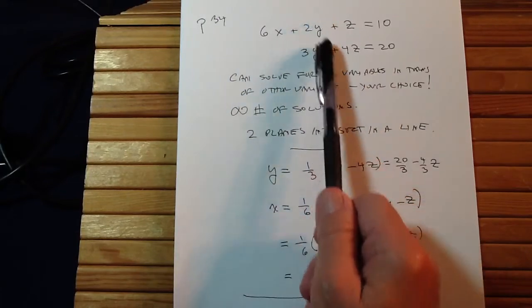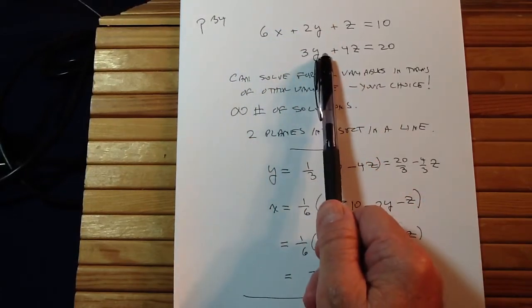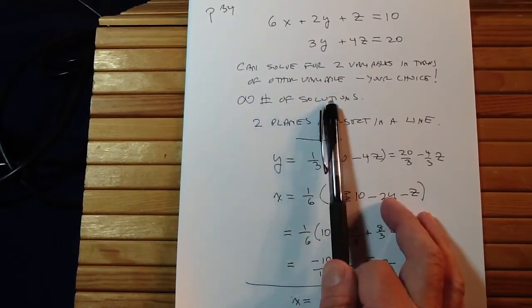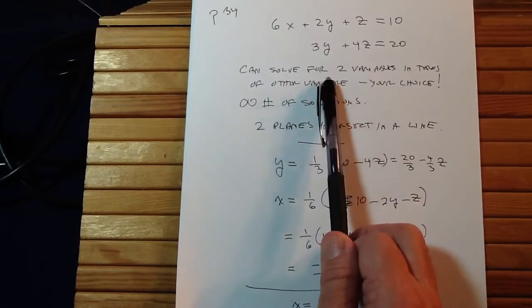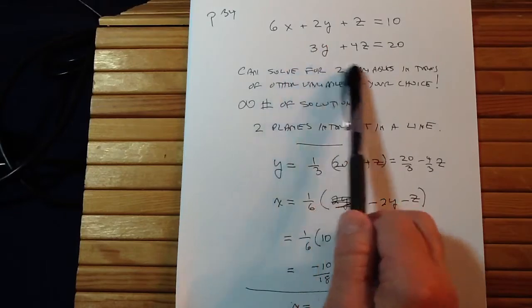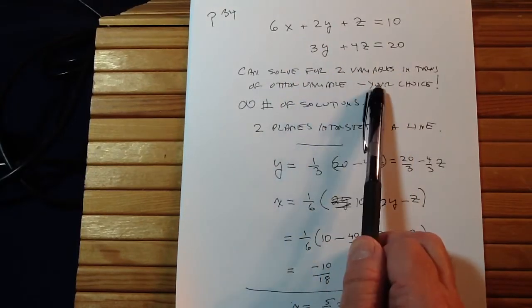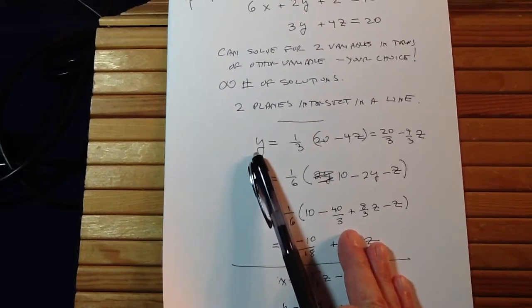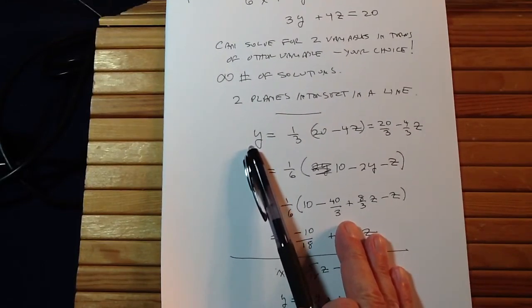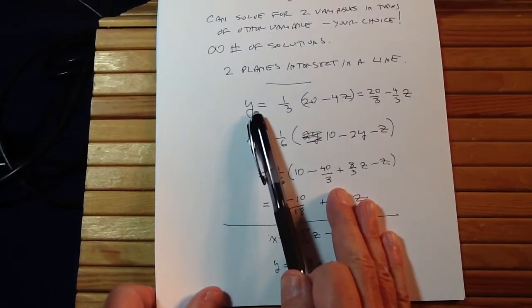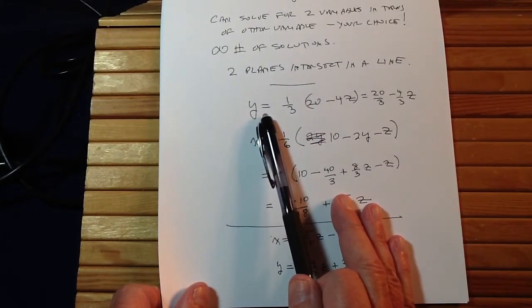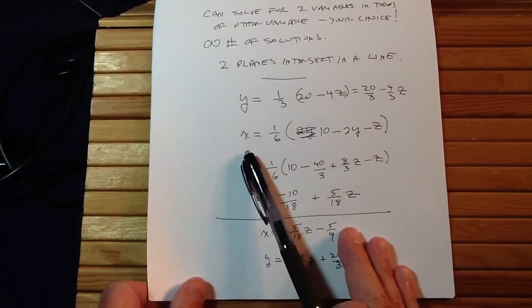So what you're really talking about here is the solutions are the intersection of the two planes, which is a straight line. So there's really an infinite number of solutions. Now the fact is you can solve for any two of these variables in terms of the third one. It's your choice, really. The way Steve did it, he ended up solving for x and y in terms of z, but the truth is you can solve for y and z in terms of x, or x and z in terms of y. You've got choices. You can do whatever you want.